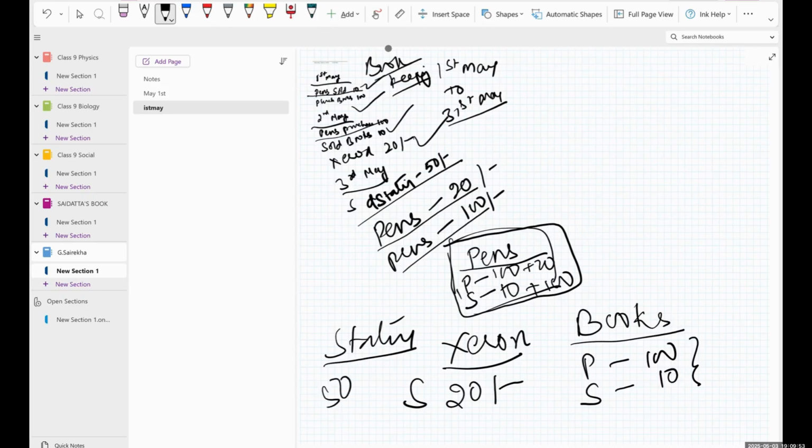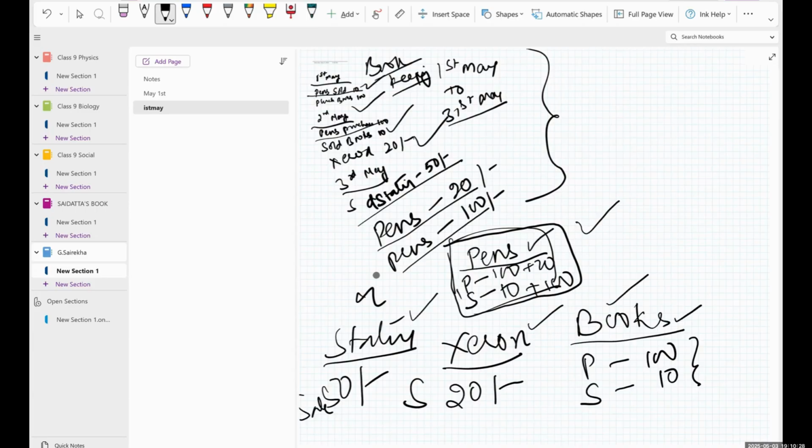Stationery, how much did you sell? 50 rupees. Now, what you are doing here is bookkeeping. Pens separate, books separate, Xerox separate, stationery separate. You are calculating or putting transactions. From all these things, you are finding the similar items, and all the similar items you are putting under one heading.